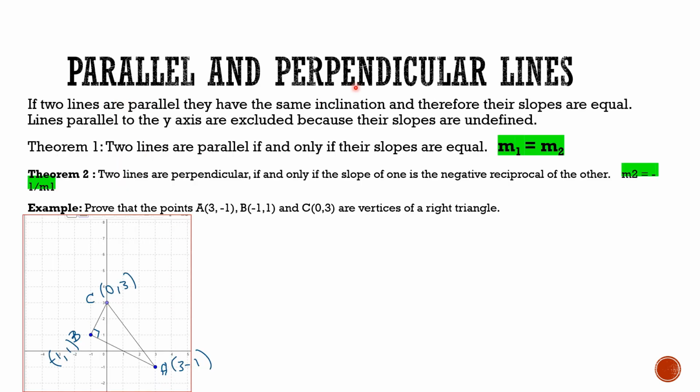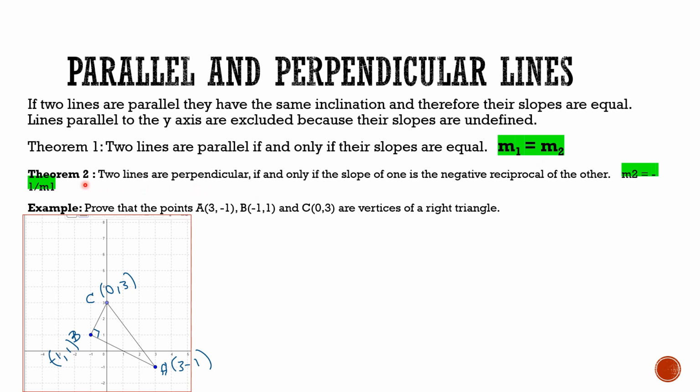Parallel and perpendicular lines. If two lines are parallel, they have the same inclination and therefore their slopes are equal. Lines parallel to the y-axis are excluded because their slopes are undefined. Theorem number 1. Two lines are parallel if and only if their slopes are equal. Meaning to say, M1 is equal to M2.